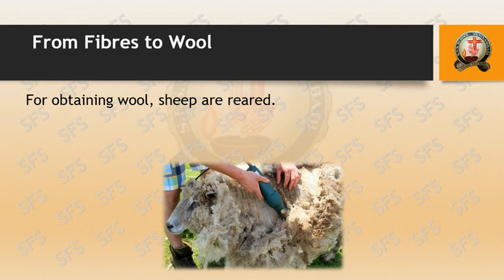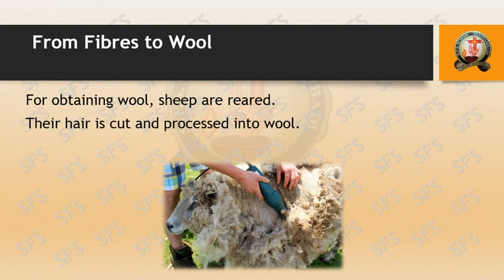For obtaining wool, sheep are reared. Shearing is a process where the removal of hair takes place. From the sheep, whatever body hair is present, they will remove it. That is what is called shearing. So their hair is cut and processed into wool.